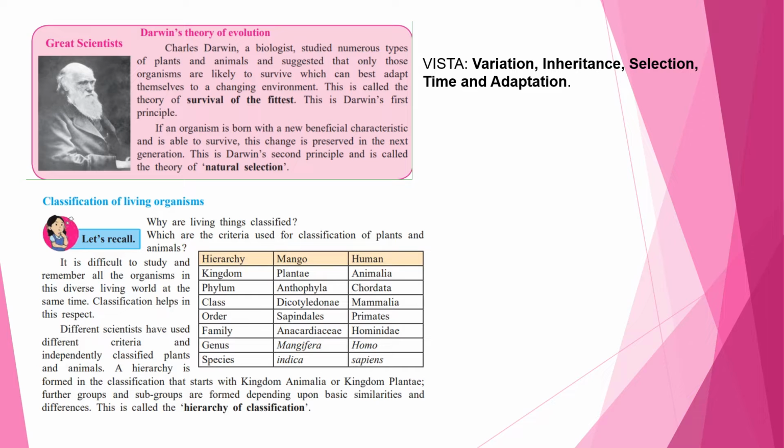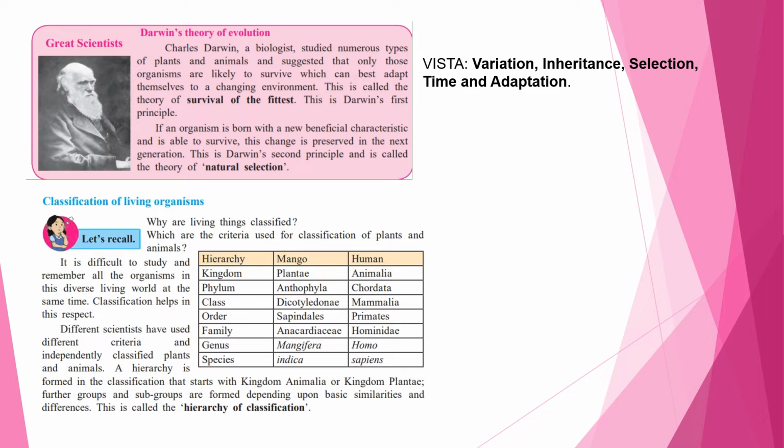As you know, a great scientist, Charles Darwin, a biologist, studied numerous types of plants and animals and suggested that only those organisms are likely to survive which can best adapt themselves to a changing environment. This is called the theory of survival of the fittest. Maybe you have heard this phrase; it means you need to fit according to the environment. So this is Darwin's first principle.